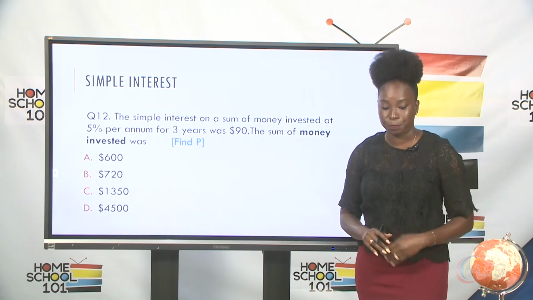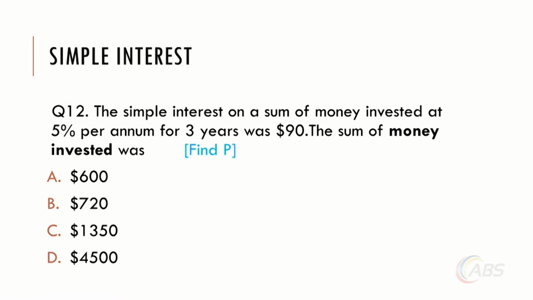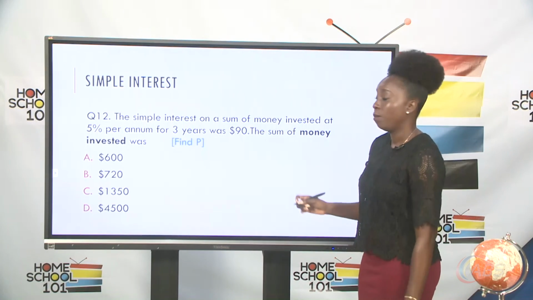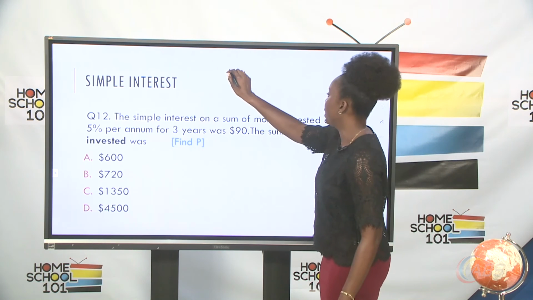Question 12. The simple interest on a sum of money invested at 5% per annum for 3 years was $90. The sum of money invested was, so let's dissect the question, read it again. The simple interest on a sum of money invested at 5% per annum for 3 years was $90. The sum of money invested was. So here we're asked to find P, which is the principal, and we'll just rewrite the formula at the top here for us to remember.